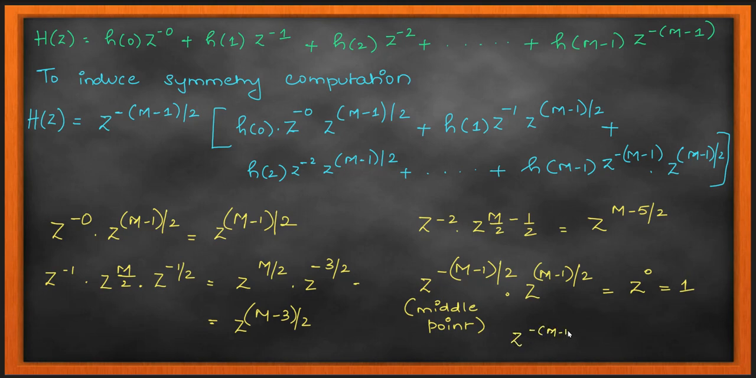I'm just expanding those two terms, because I have z to the power of minus 0, z to the power of minus (m minus 1) by 2, z to the power of minus (m minus 1) by 2. I'm just expanding it and showing you how things are going to look. And I'm going to show you another generalization. So we can write in this form and we can do the computation.